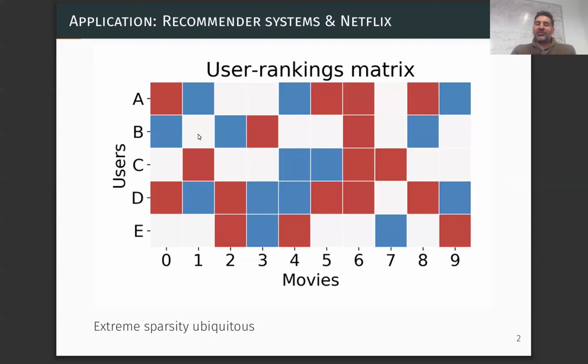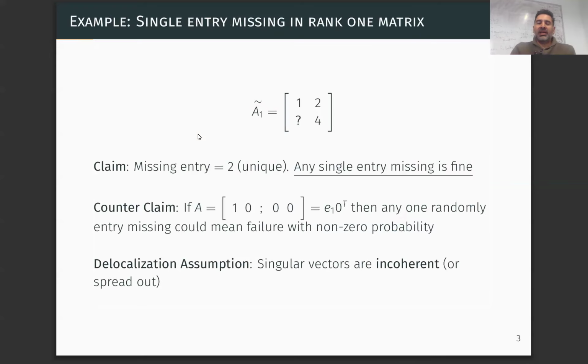I want to give you a sense of when matrix completion is easy and when it's difficult, and to set up the role of the structure in the singular vectors in how we can think about this problem. Here's a simple example. If I told you that A1 tilde was this matrix, 1, 2, question mark, 4, and if I didn't tell you that it was low rank, of course, this question mark could be anything.